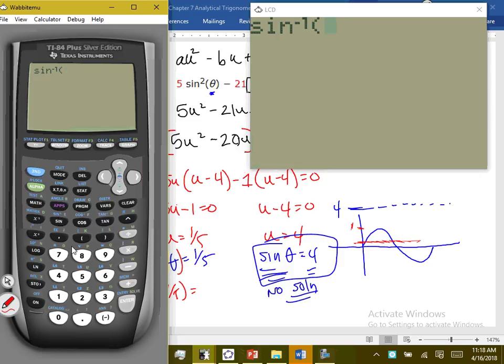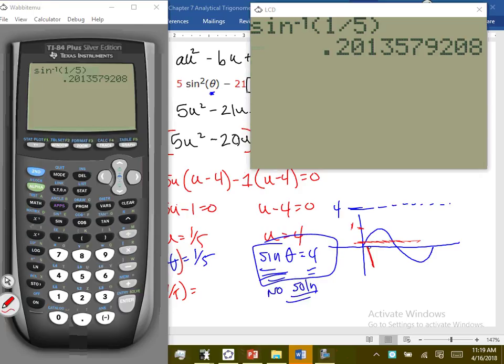So if I go sine inverse of 1/5, okay, it gives me that number right there, okay? So that number, guys, if I were to look at this graph over here, that number is the x value, or if we let this be our theta axis or whatever, it's the independent variable for where these two things cross. So that's 0.201.